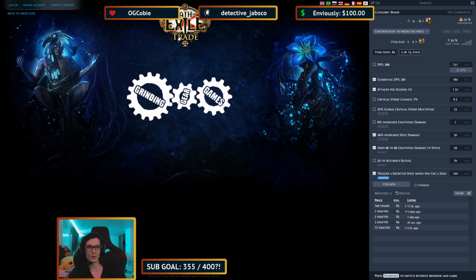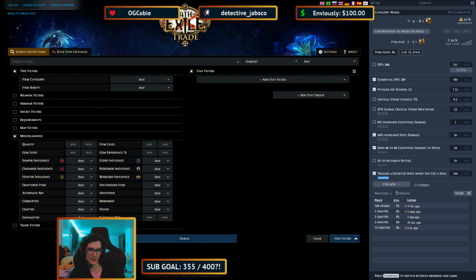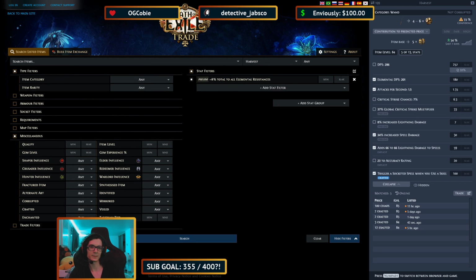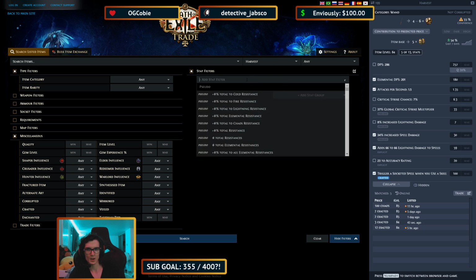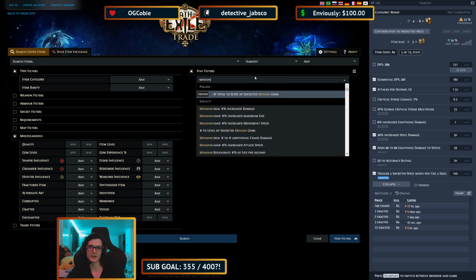Now, the last thing I want to talk about, really quickly, is also wands, and that is basically going to be plus level of socketed, plus level of gem wands. So let's say I was talking about a minion wand here.